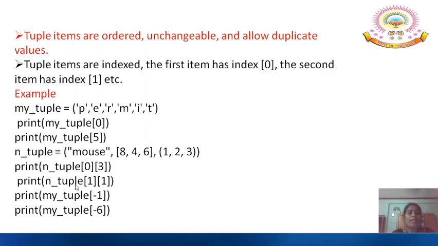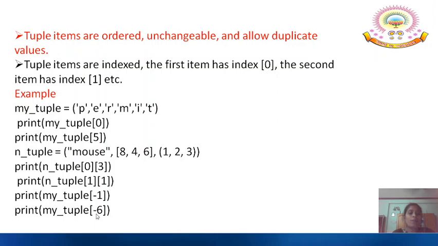Now in the n tuple I am going for the first index and first index. That means 0th and first. In this it is 0th and first, so 4 will be printed for this. And again I am going to my tuple, means this one, and I am printing minus 1. Minus 1 means you are coming from right to left, so the first element is T.